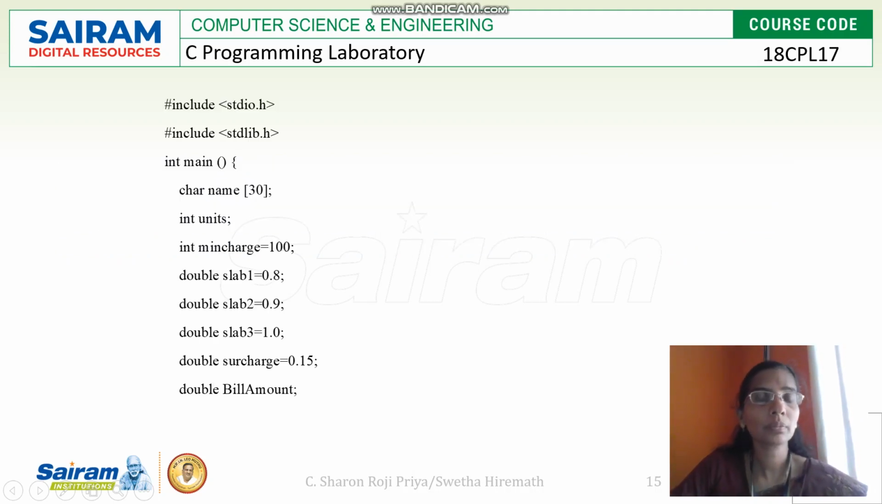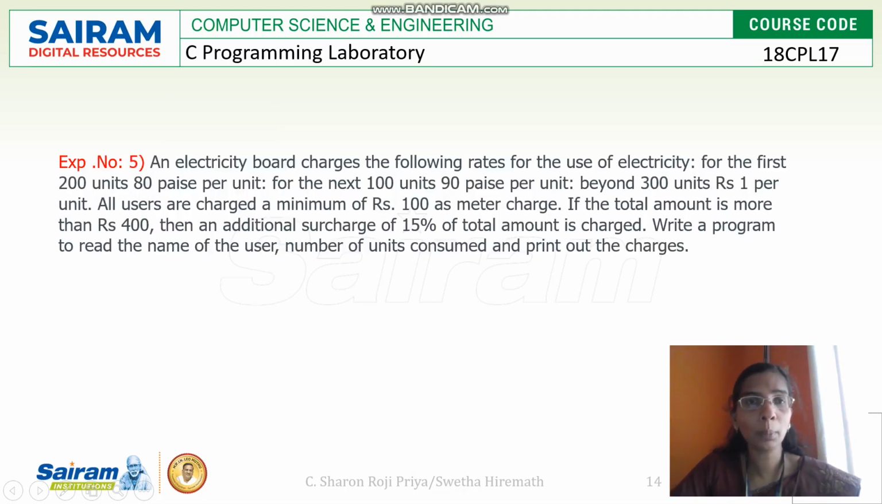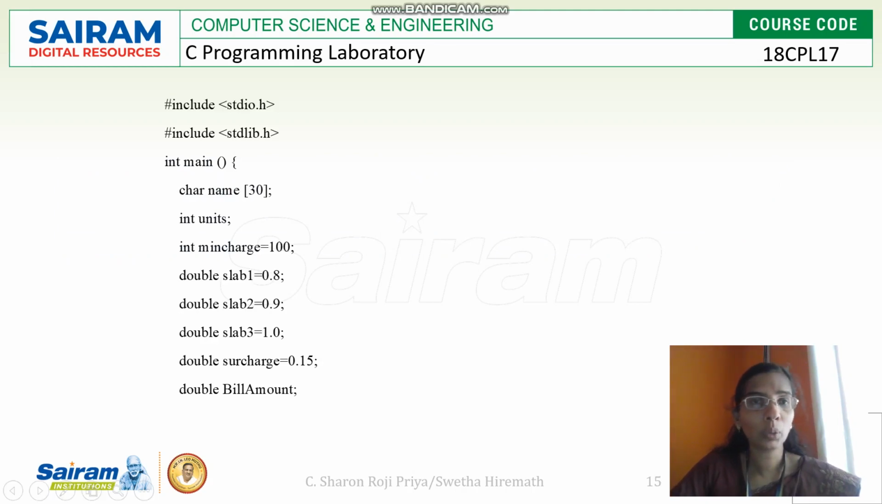So here I'm using the stdio.h header file and the lib header file. According to the question, I am supposed to read the name of the user and print it. So here I am using a name array. Array size I have taken as 30, the array name is name, and the data type of this array is character.